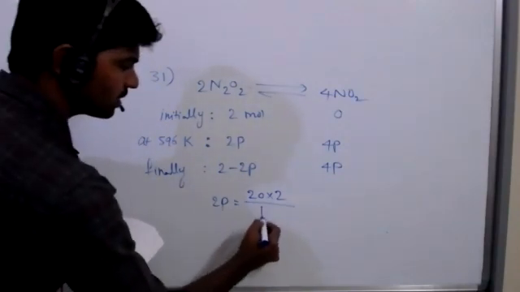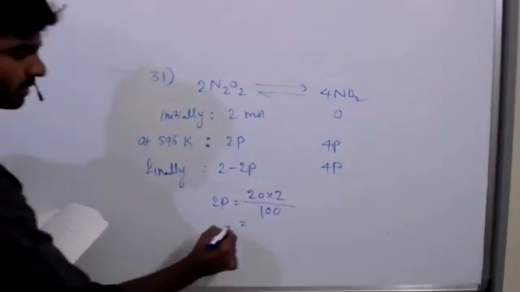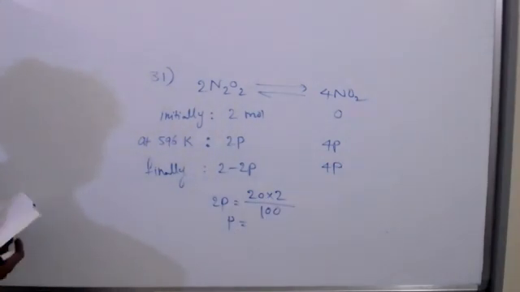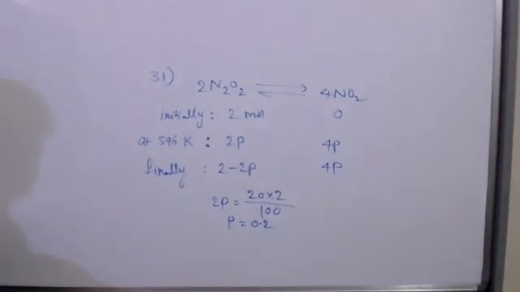Percentage. No need for molar mass. Take percentage. Calculate the P value here. 20 by 100, 0.2. So P value is 0.2. Then what is the final partial pressure of NO2?